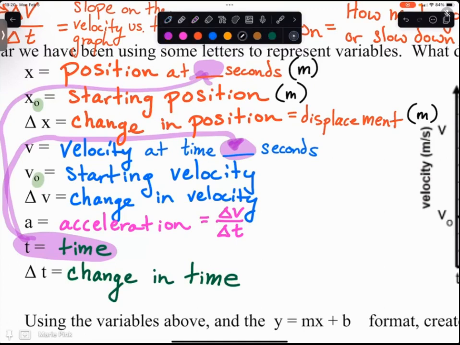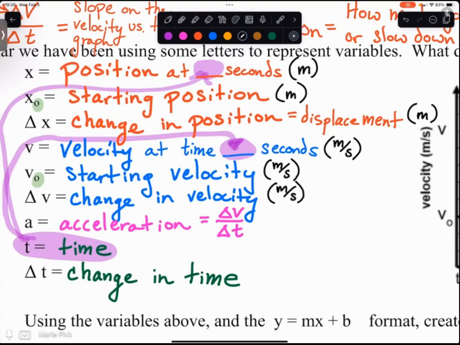Okay, so units. Velocity is measured in meters per second. Your starting velocity is also meters per second. If I'm going to describe how my velocity changes, that's also meters per second. And then we have acceleration. So acceleration is how much your velocity changes in a certain amount of time.